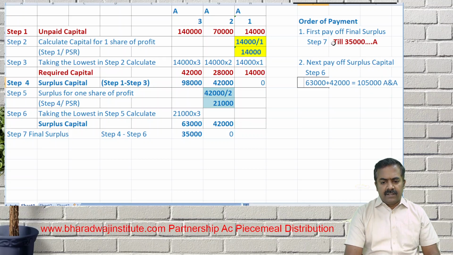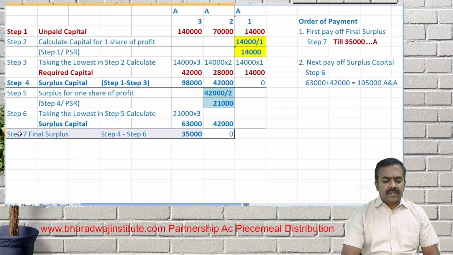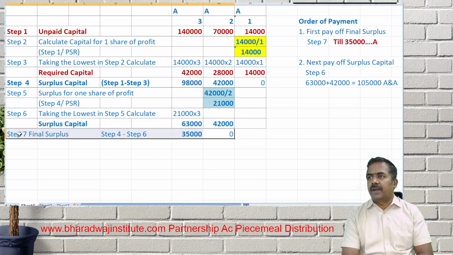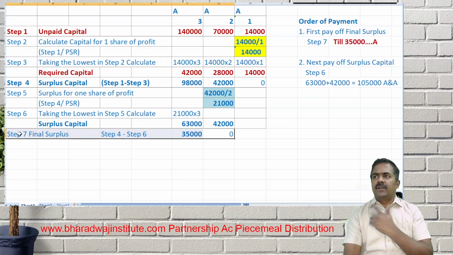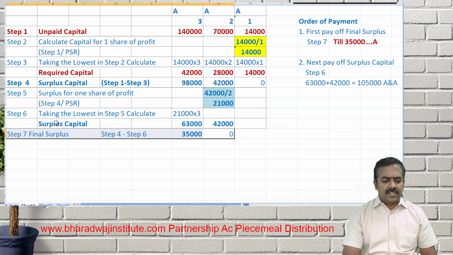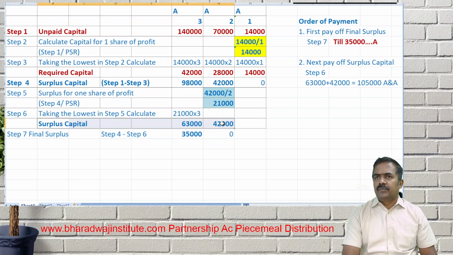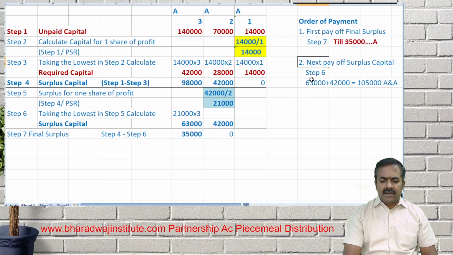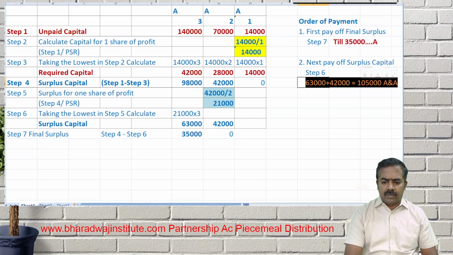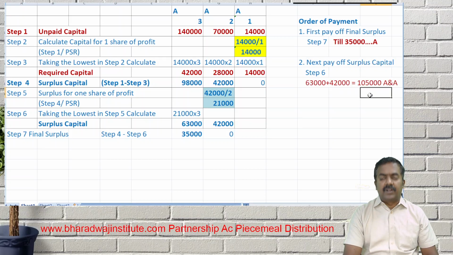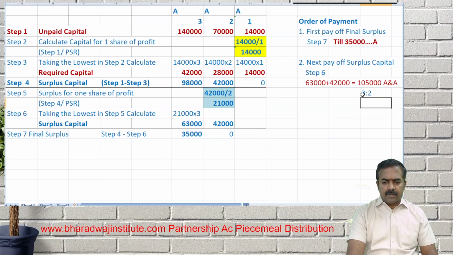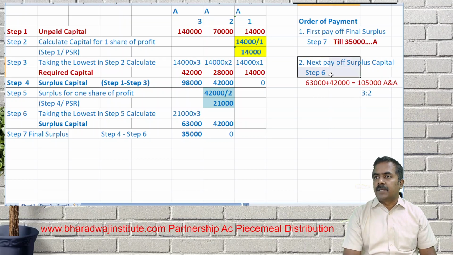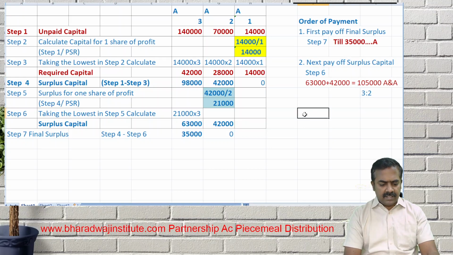Once again, first we pay 35,000 only to which partner? First partner. Once paid, their surplus will be eliminated. Now the surplus will become 63,000 and 42,000. So next level surplus will be paid only to the first and second partner. What is the profit sharing ratio? 3:2 between first and second partner. So next pay off the surplus capital in step number 6.